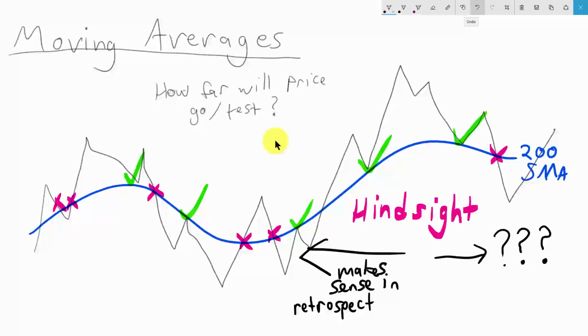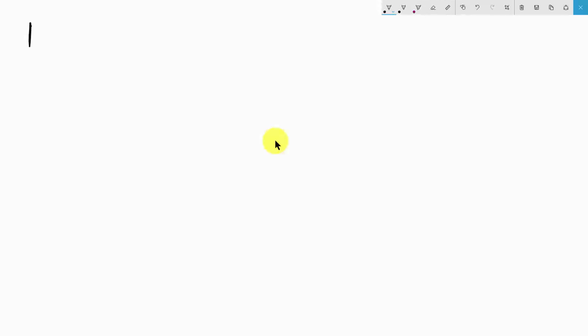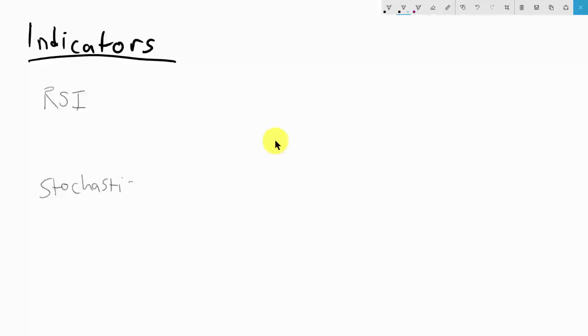So we'll move on to the last thing, which will be indicators. Sorry for the... and indicators really have their own share of problems here. Really popular ones would be like the RSI. You have stochastics, right? Stochastics and maybe MACD, right? These are all really popular things.